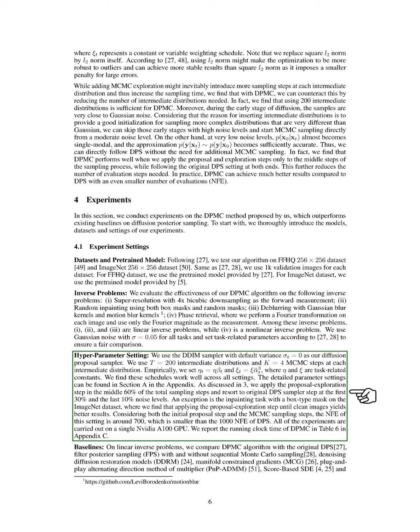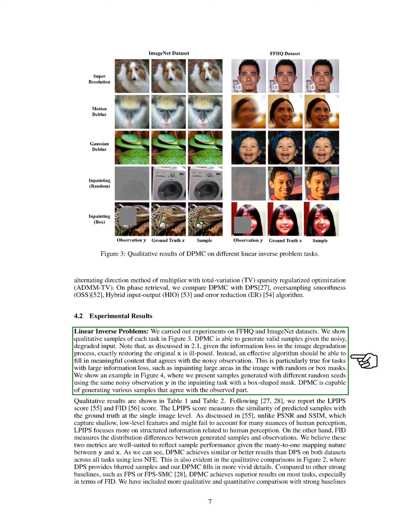For phase retrieval, we compare DPMC with DPS, oversampling smoothness, hybrid input-output, and error reduction algorithms. In our experimental results, we focus on linear inverse problems using the FFHQ and ImageNet datasets. We present qualitative samples for each task, demonstrating that DPMC can generate valid outputs from noisy inputs.